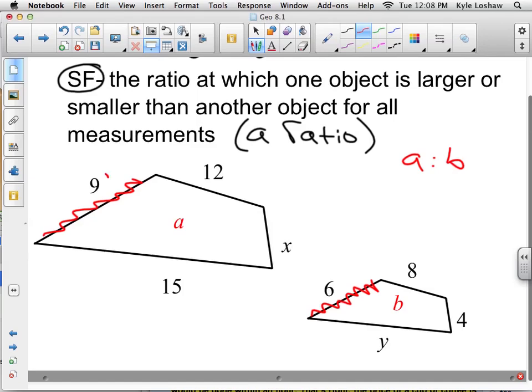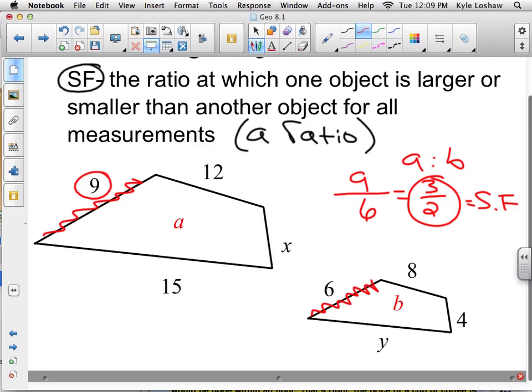Well, our A side length is 9. That's a 9. Our B side length is 6. So the scale factor from A to B would be, well, what is 9 over 6 reduced to? Oh, good, student number 5. 3 over 2 is our scale factor.